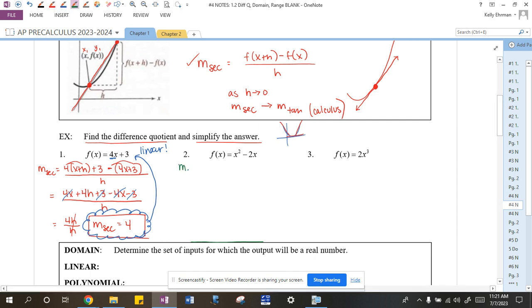Okay, so m secant. I've got to plug in x plus h: x plus h squared minus 2 times x plus h. This is f of x plus h minus f of x, all over h. I find that if I have something more complicated to do, sometimes I forget to subtract f of x. So do make sure that on this step you really are getting everything to cancel and you're not just saying it cancels, because that's how you can catch your mistake.